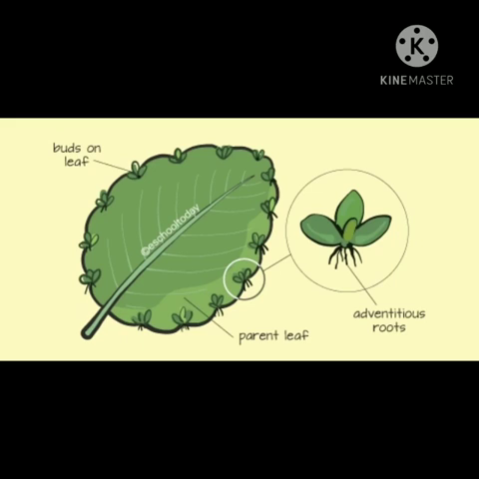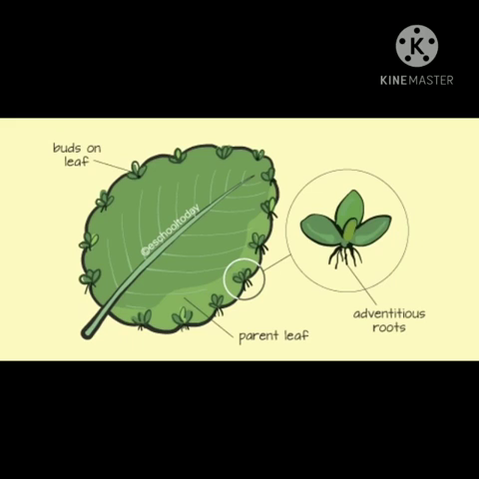The leaves of Bryophyllum reproduce vegetatively by the formation of adventitious buds on their margins. Bryophyllum is reproduced vegetatively by the leaves. On the leaf margin of the Bryophyllum, adventitious buds are present. You can see the leaf of Bryophyllum in the given picture, and on the margins buds are present.